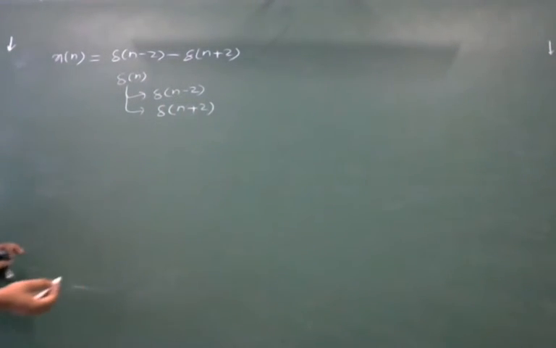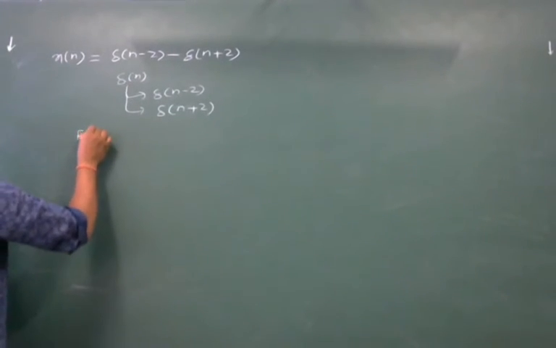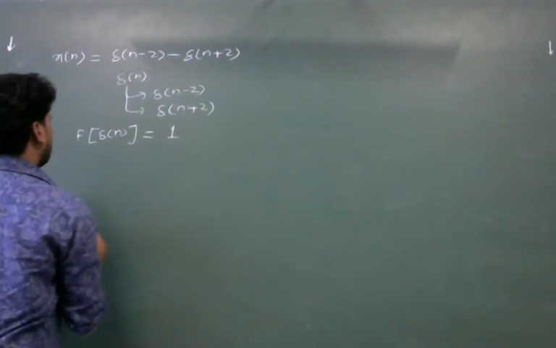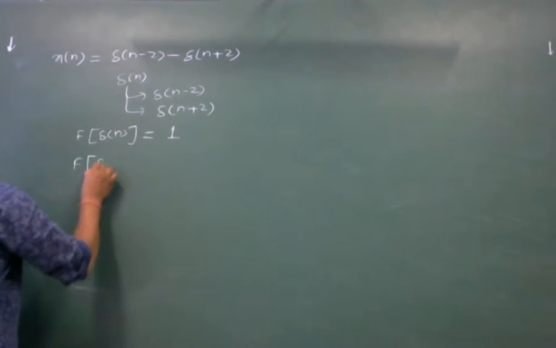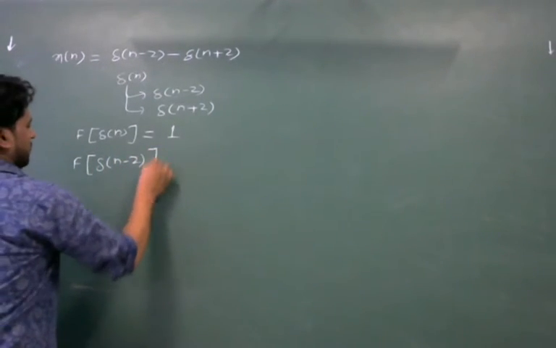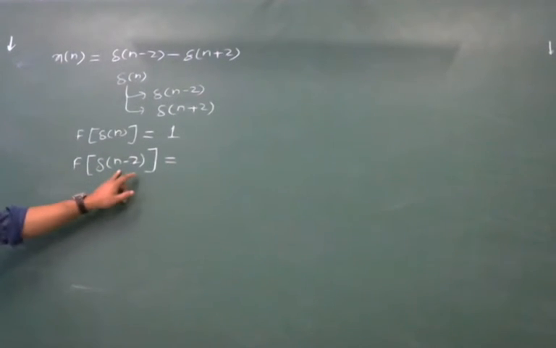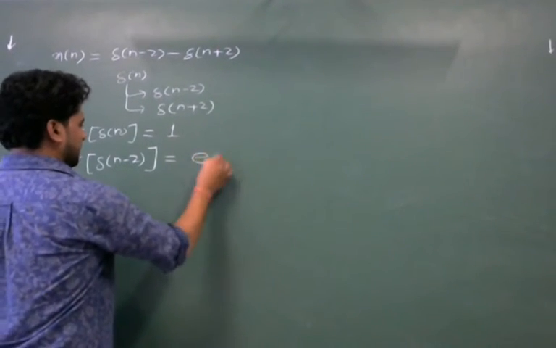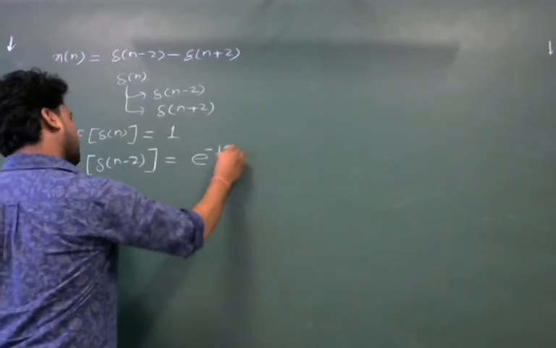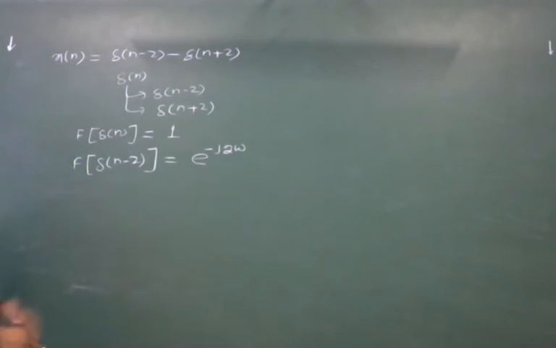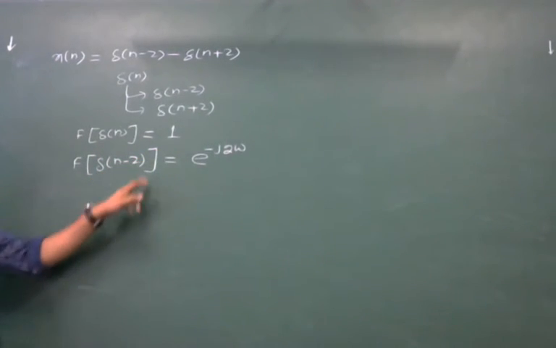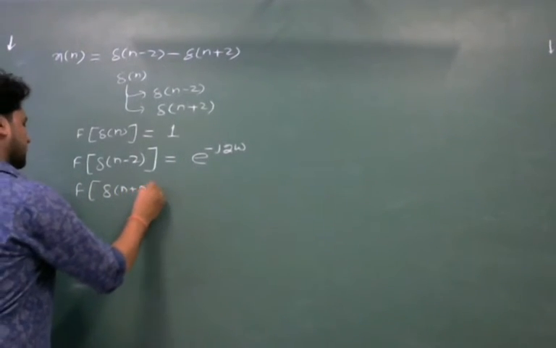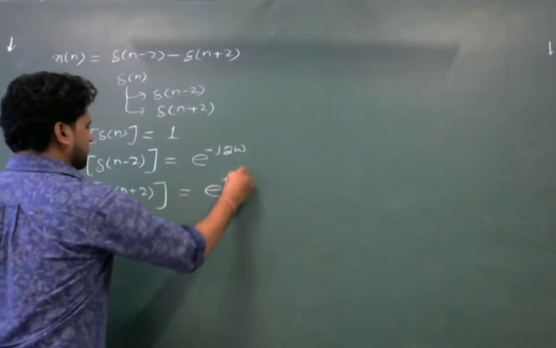So we know the Fourier transform of delta n is equal to 1. Then for the Fourier transform of delta of n minus 2, again it is time shifting in the signal by 2 units, so I will multiply the right side of the frequency domain of this signal by e power minus j 2 omega. Similarly, for delta n plus 2, the signal in the frequency domain will be multiplied by e power plus j 2 omega.